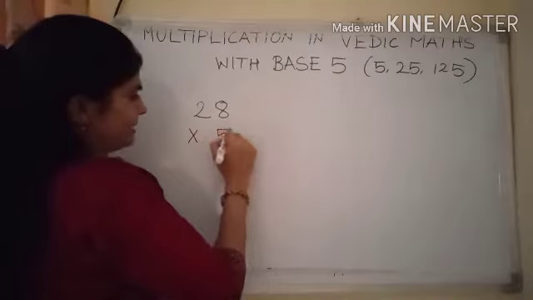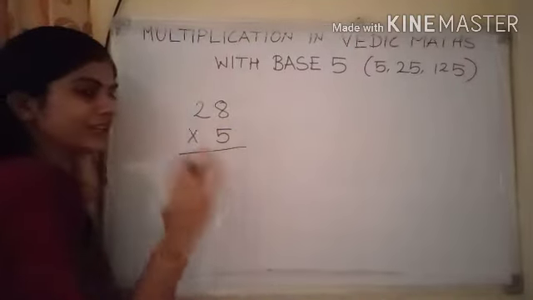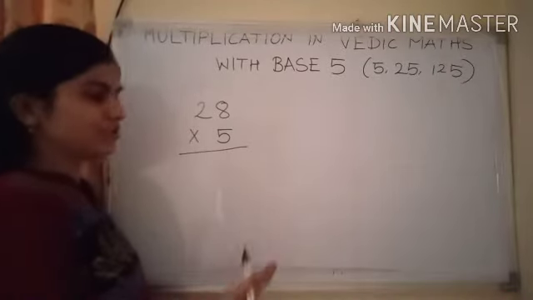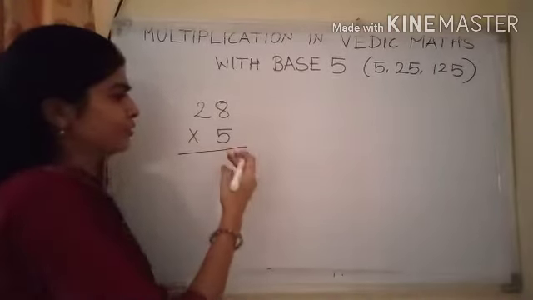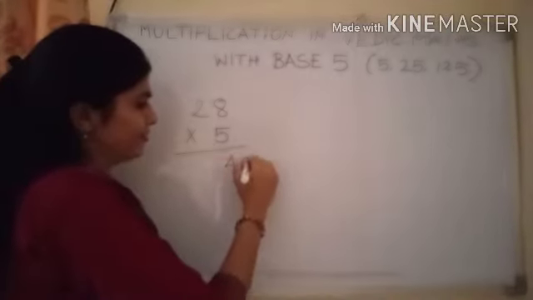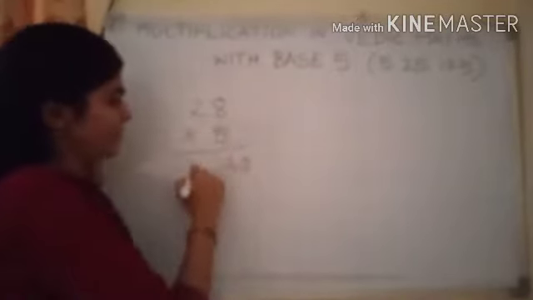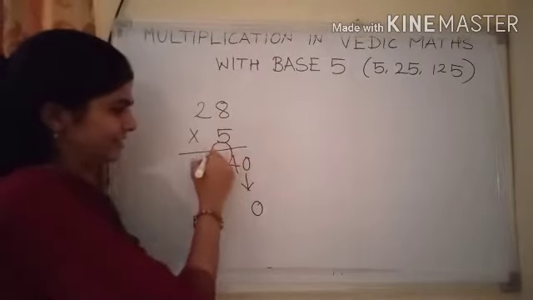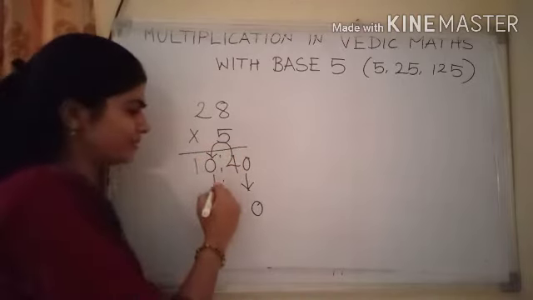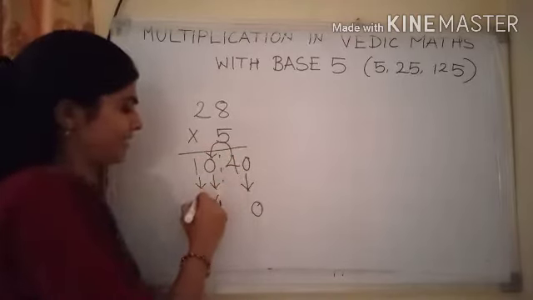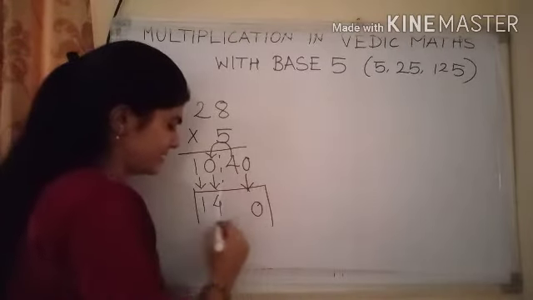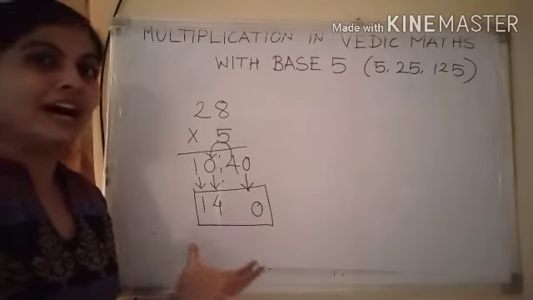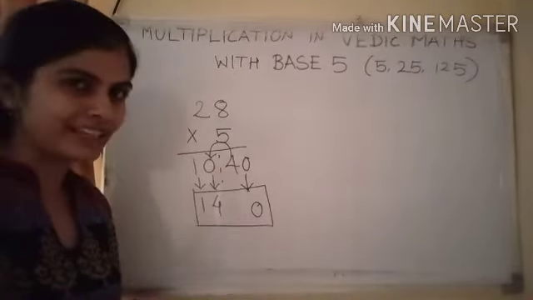If a number is given like this, 28 into 5, as I have explained in an earlier session, we can do it by the basic rules, that is 8 5s are 40, then 5 2s are 10. Write down this 0 as it is, add this 4 with the 0, that is 4, and this is 1. So your answer is 140. This is the general method how we can do multiplication in Vedic mathematics.